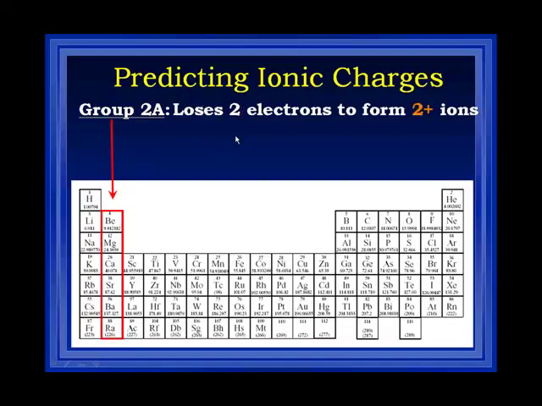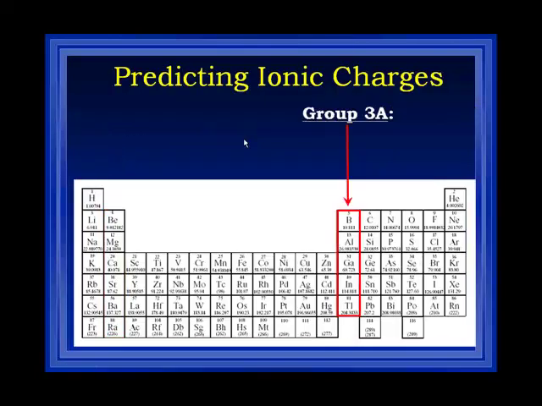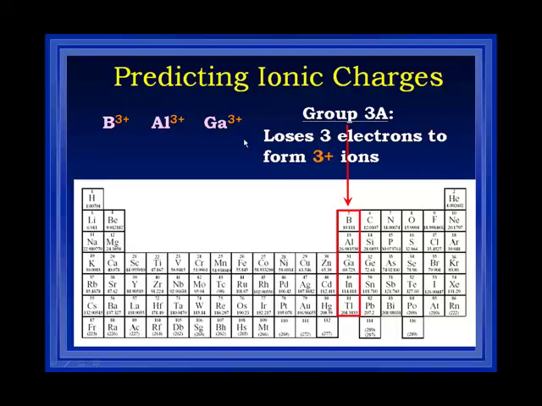Your group 2A ions lose 2 electrons to form +2 ions. So now the protons outnumber the electrons again. It doesn't matter if you write the plus first or you write it second. If you write +2 or 2+, it doesn't matter. Group 3A loses 3 electrons to form +3 ions. So like your boron, aluminum, and gallium. Indium and thallium down there tend to do some funky things, and we don't use those very often.